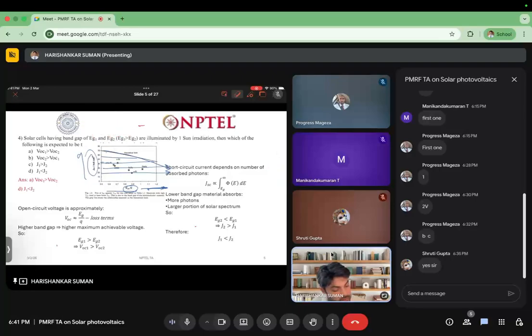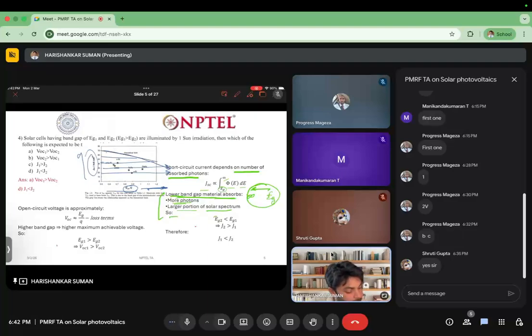Now see this explanation. This is JSC dependent, the flux and the energy depend on the number of absorbed photons, which is from the band gap to infinity. This is the limit. A lower band gap material absorbs more photons, a larger portion of the solar spectrum.